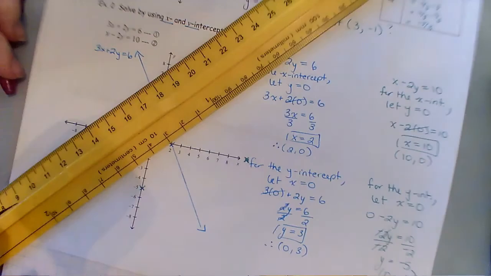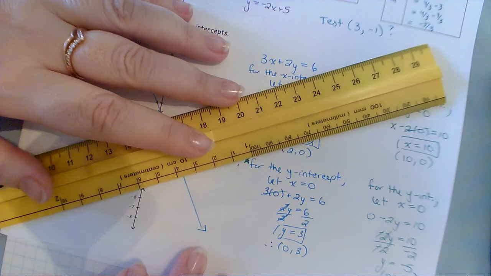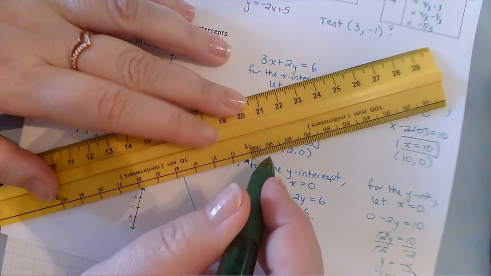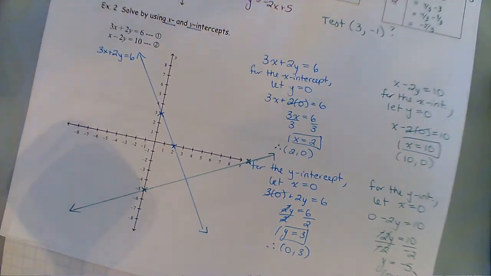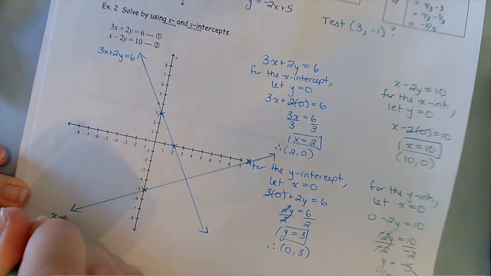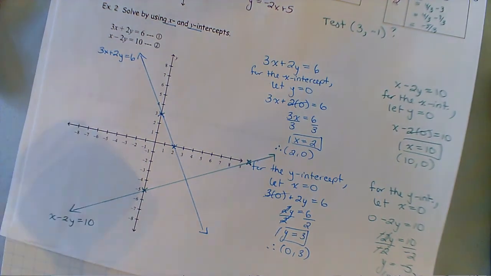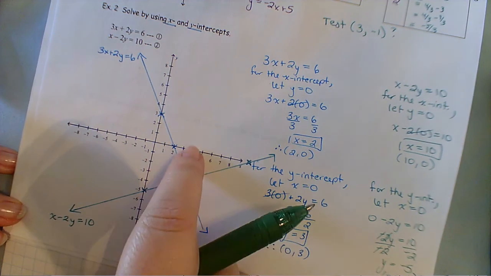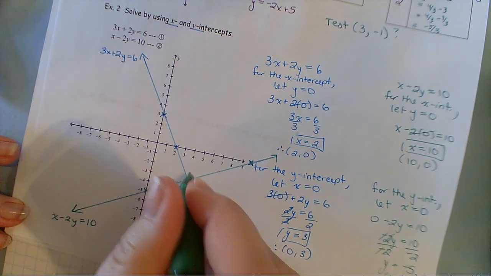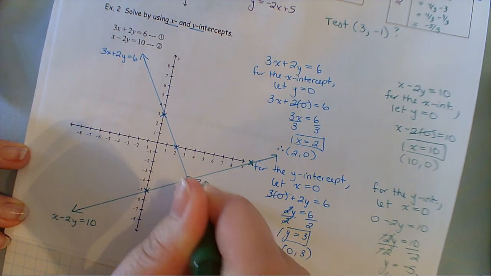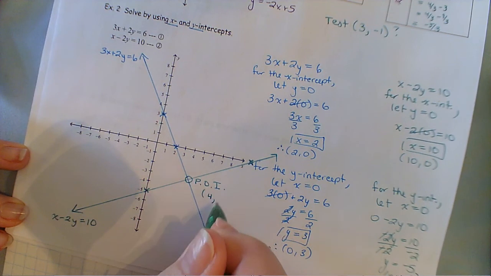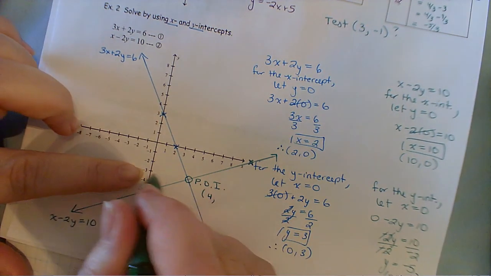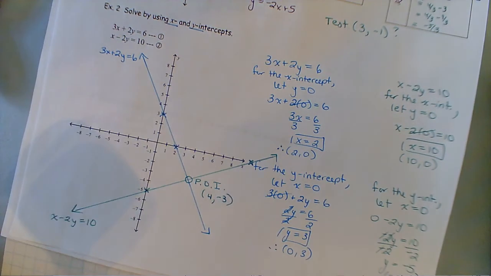So I need to attach these two guys to each other. Nice and long and straight. Arrows, label, x minus 2y equals 10. And what I'm looking for is to see, do they touch? And if they touch, where do they touch? So it looks like 4, negative 3. That's the point of intersection, meaning the solution to the system. It looks like 4 on the x, negative 3 on the y.